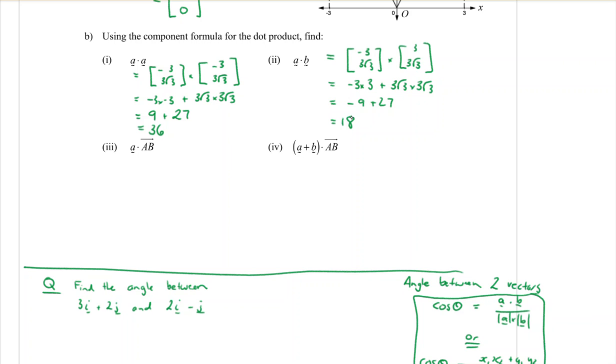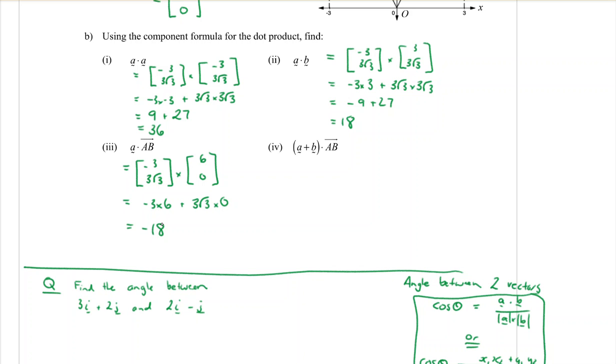Next one, I want to multiply vector A, which is -3 and 3 root 3, by vector AB. What is vector AB? Look back up at the top. Very good, 6, 0. So it's going to be -3 times 6, which is -18, plus 3 root 3 times 0. The 3 root 3 times 0 is nothing, so it's just -18.